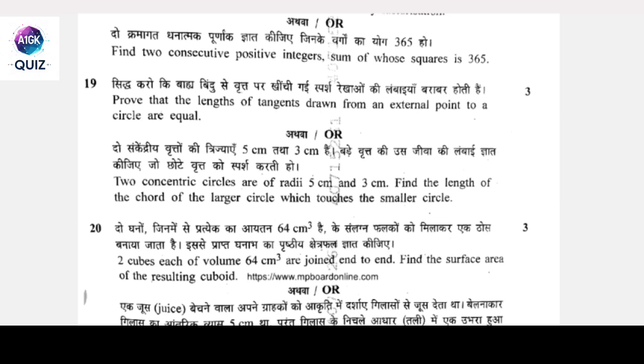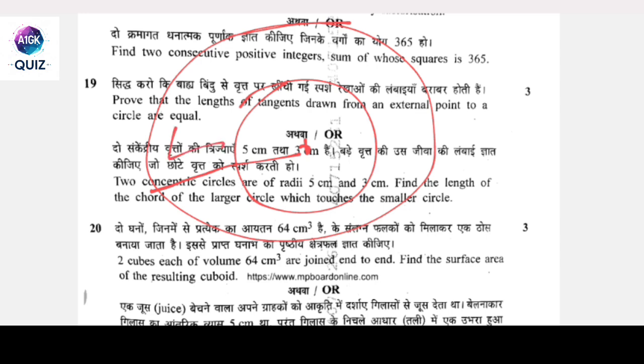Our question is, two concentric circles are of radii 5 cm and 3 cm. Find the length of the chord of the larger circle which touches the smaller circle. Concentric circles means one center and two circles. The larger radius is 5 cm and the smaller radius is 3 cm. A chord is drawn which touches the smaller circle and is a chord for the larger circle. It means it is a tangent for the smaller circle and a chord for the larger circle.